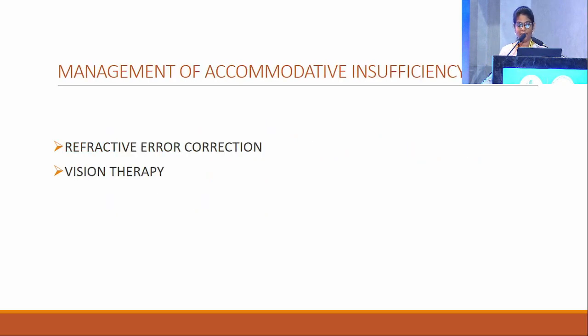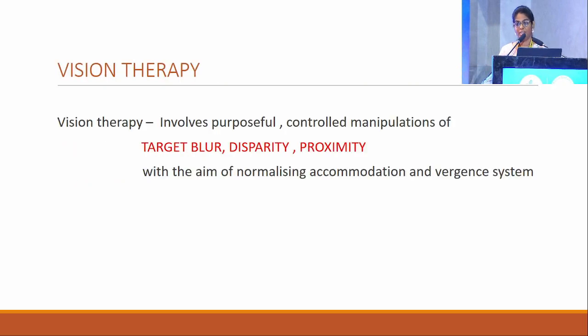Now, coming to the management, the foremost important thing is to correct the refractive error after cycloplegic refraction, followed by vision therapy. Now, what is vision therapy? We know that blur is a stimulus for the accommodative reflex, and the disparity and proximity of the near object is a stimulus for convergence. So, vision therapy involves purposeful controlled manipulations of the target blur, disparity and proximity with the aim of normalizing the accommodation and vergence system.